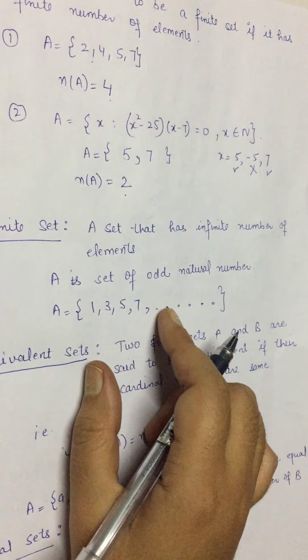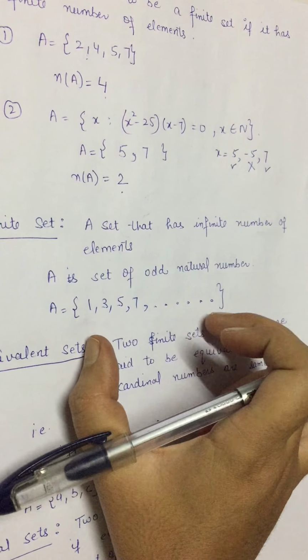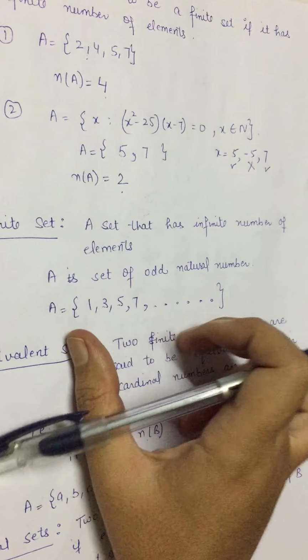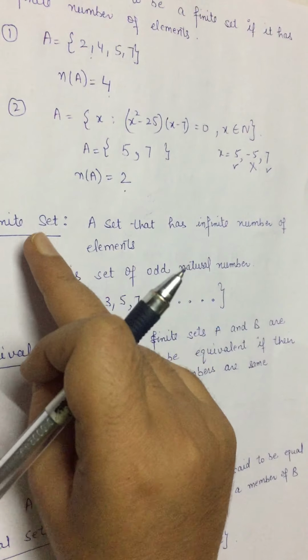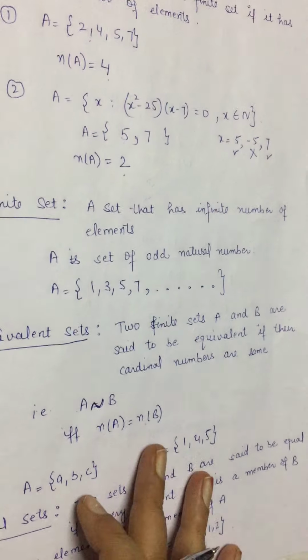Cardinality is not finite. We talk about the cardinality when the set is finite. So here we will not talk about the cardinality, because the number of elements in the set is infinite. So in an infinite set we have an infinite number of elements.